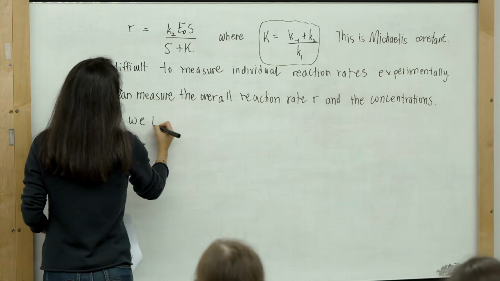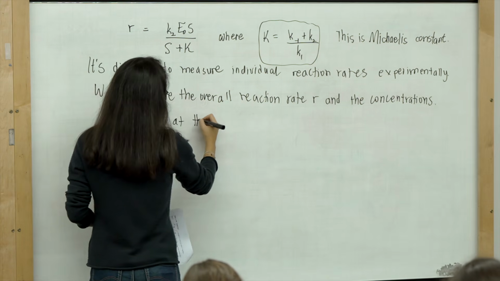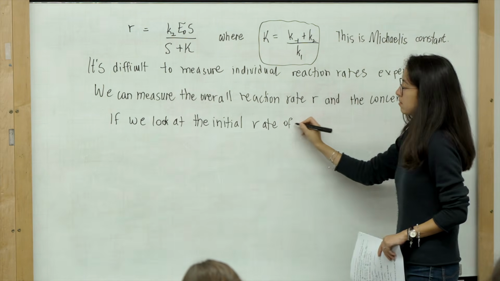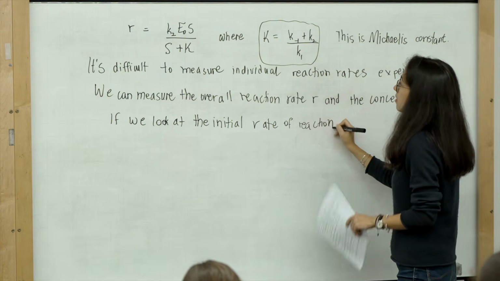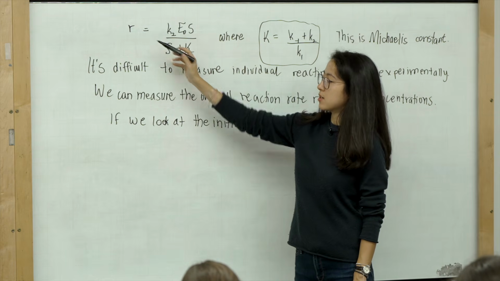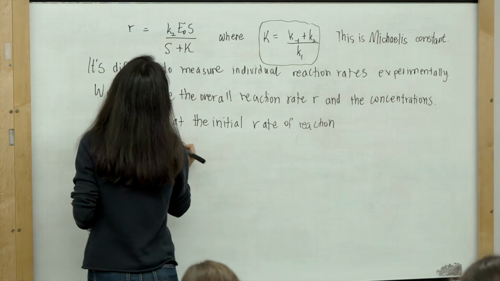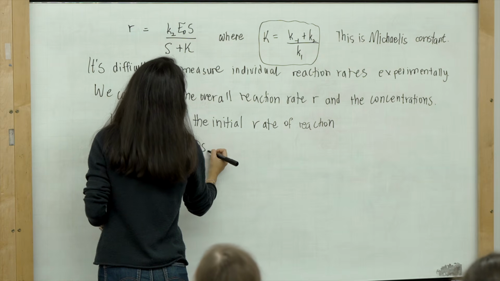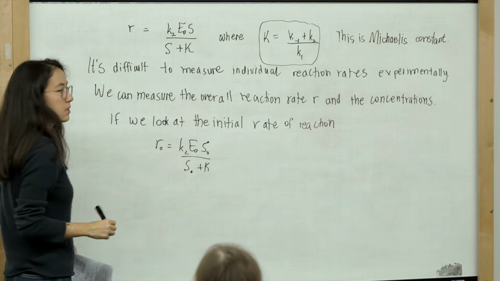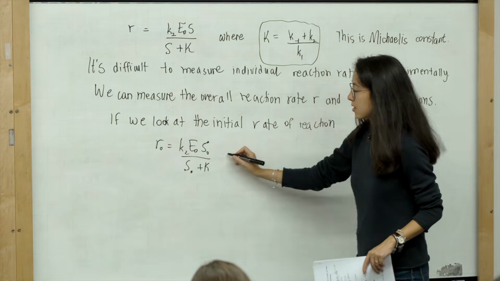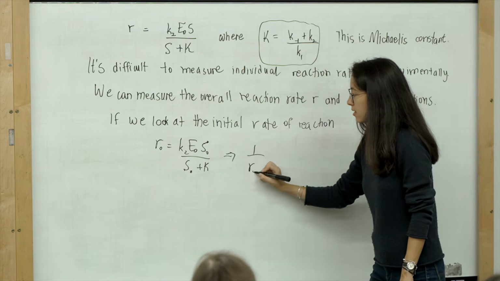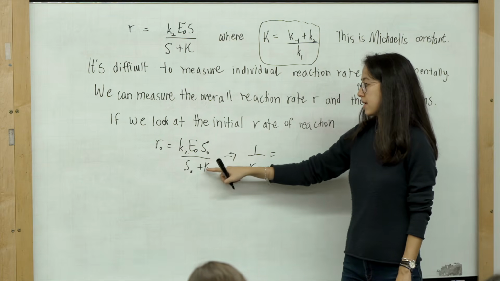So if we look at the initial rate of reaction, meaning I have not R of t now, since this is a function of time, but I have R0, the initial one. I'm going to write it as K2 e0 S0 divided by S0 plus K. And then from this, we have 2 more minutes, so I can finish this. So basically what I want to do is look at 1 over this reaction rate initially. So this just becomes S0 plus K divided by this.